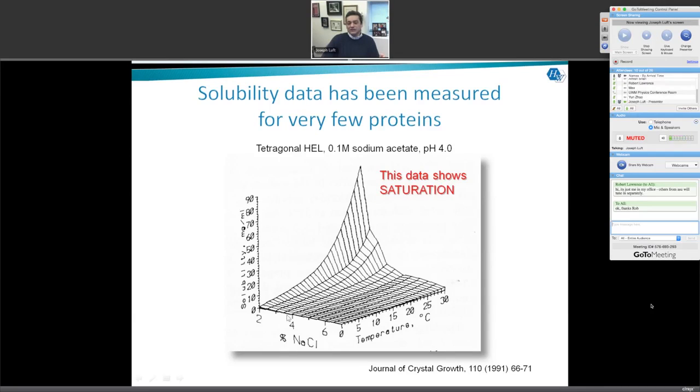Okay, and you can continue with different slices for different salt concentrations, or you can look at the data in another direction here, where you're looking at a single temperature, but different concentrations of salt, where again, you can see the lower the concentration of salt, the more soluble the protein is, and the higher the concentration of salt, the less soluble the protein is. But the message here is that each one of these slices, these rows, is showing saturation data.